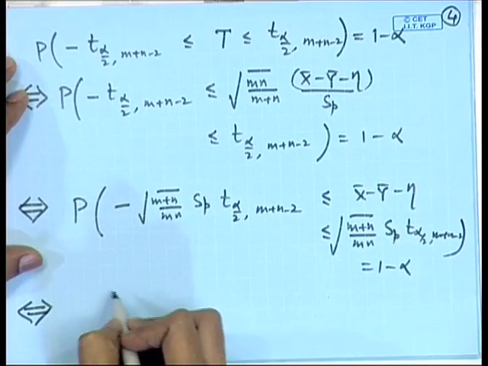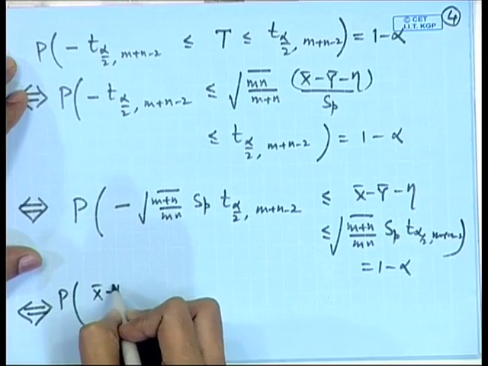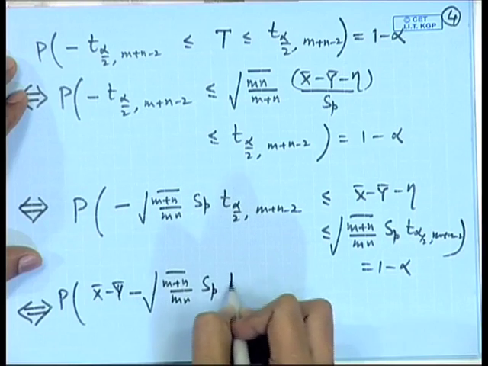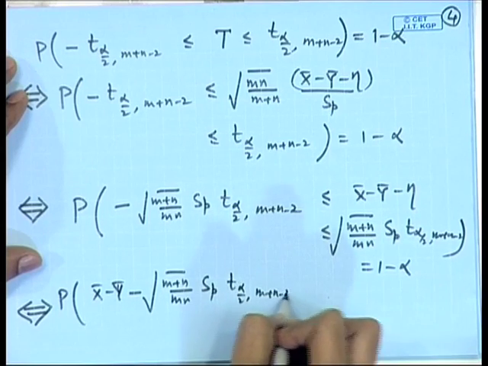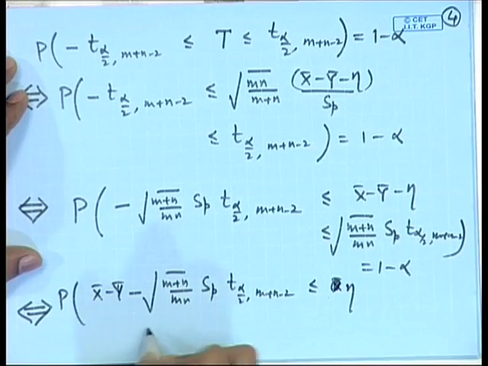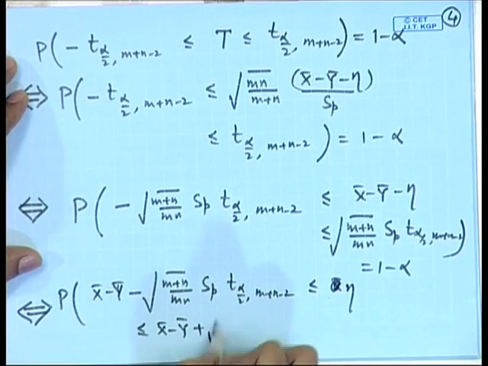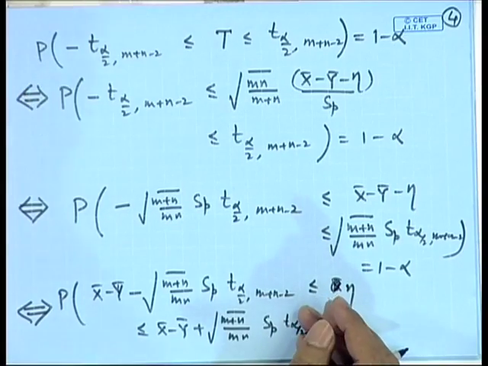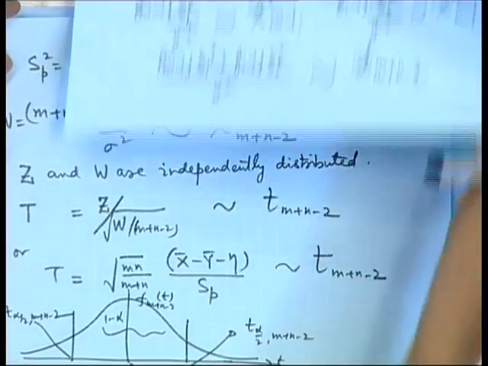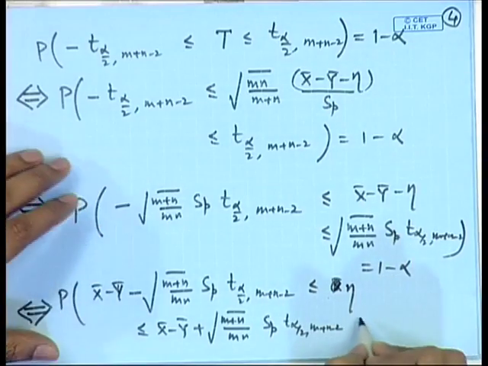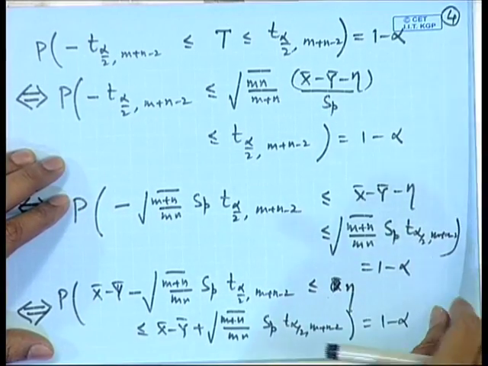So, this means that x bar minus y bar minus root m plus n by m n, s p, t alpha by 2, m plus n minus 2, less than or equal to eta, less than or equal to x bar minus y bar plus root m plus n by m n, s p, t alpha by 2, m plus n minus 2, that is equal to 1 minus alpha.